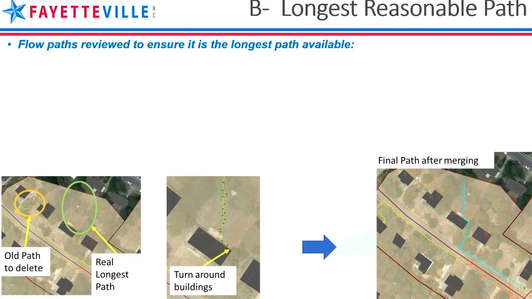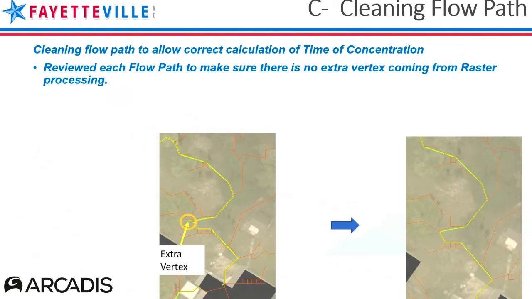Flow paths were reviewed to ensure the paths are the real longest path available. As you can see in the middle picture, paths are cut off by the building layer, so the tool considers them a shorter path. Merging paths and making the paths wrap around buildings creates the real longest path available. Cleaning up of the flow paths is required for accurate time of concentration calculations. Flow paths were reviewed to remove extra vertices that were created by raster processing.